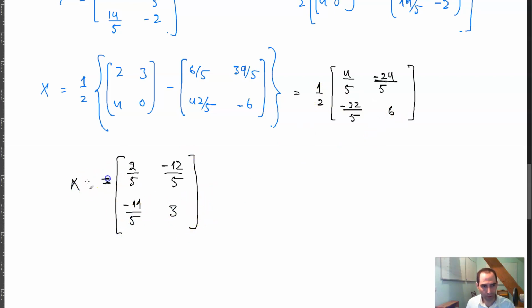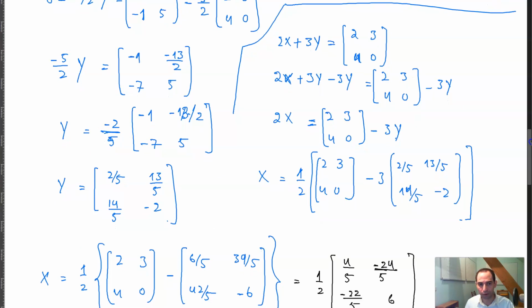Your x is equal to this. So that means that x is equal to 2/5, negative 12/5, negative 11/5, and 3. And your y is equal to 2/5, 13/5, 14/5, and negative 2, which is correct.